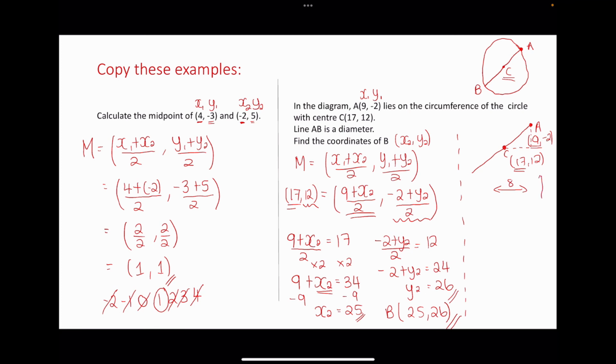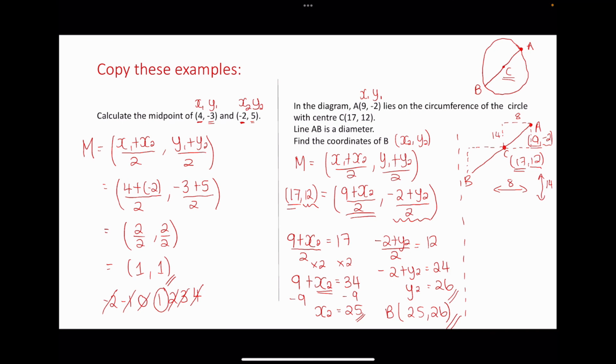If we then look at our vertical shift, so again, if you started at negative 2 and went to 12, or vice versa, started at 12 and went to negative 2, it doesn't matter which way you start, it's all about the vertical shift. Our vertical shift is 14, because the gap between 12 and negative 2 is 14. So if between C and A, I've shifted along by 8 and I've shifted down by 14, I then have to do the same between C and B, which is what we're trying to find.